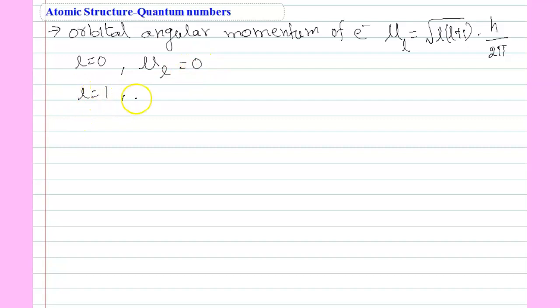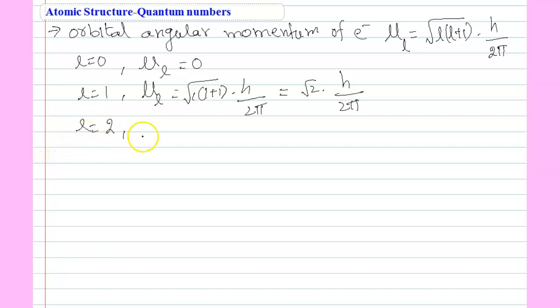If L equal to 1, then mu L equal to square root of 1 into 1 plus 1 into h by 2 pi, so root 2 into h by 2 pi. Suppose if L equal to 2, then mu L equal to square root of 2 into 2 plus 1 into h by 2 pi, so 2 plus 1 is 3, 2 threes are 6, root 6 into h by 2 pi. Similarly, this is orbital angular momentum.